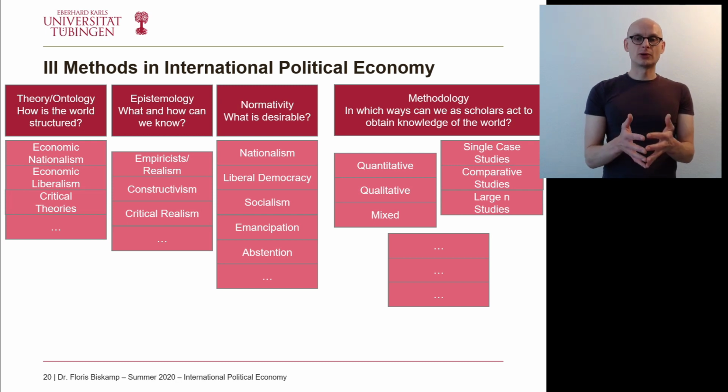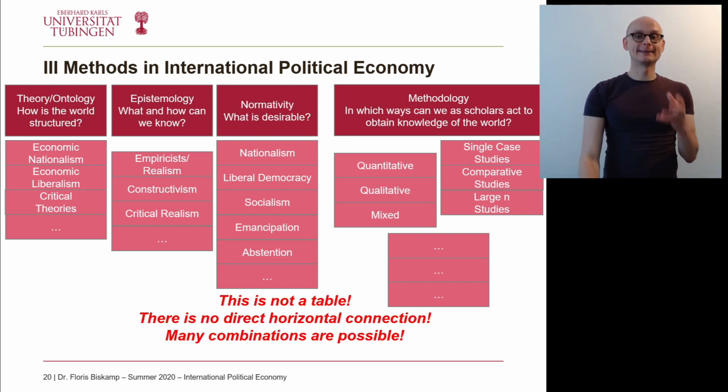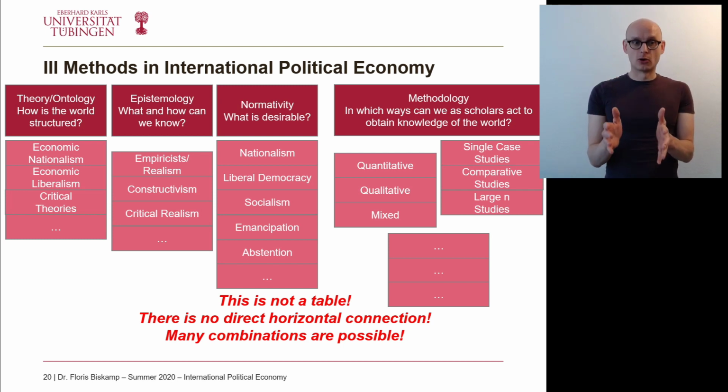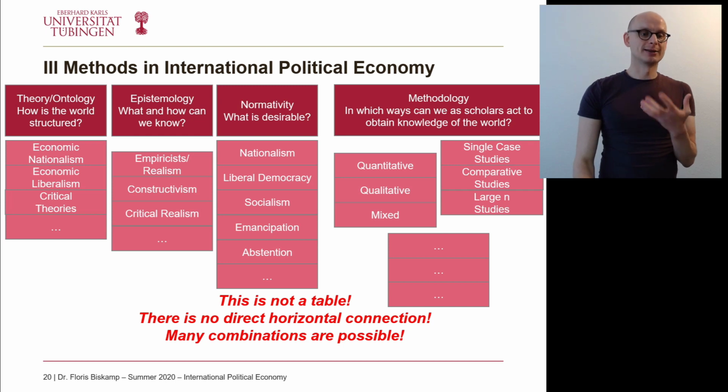What's important to emphasize here is that this is not a table. There is no direct horizontal connection between the cells in the columns. For example, it's not the case that all economic nationalists are empiricists and nationalists who do quantitative research with single case studies. In fact, this wouldn't make much sense. Rather, there are many combinations that are possible and plausible.